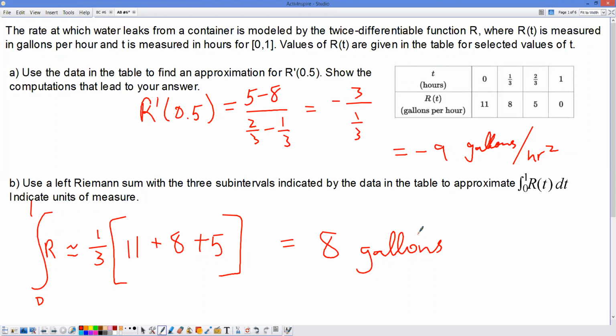This is a left Riemann sum. If we were told that this function was strictly decreasing, it looks like it's decreasing, but we can't be guaranteed that it's always decreasing because there's stuff going on between 0 and 1/3. It might have gone up from 11 to 15 and then down to 8. But if we knew that it was strictly decreasing for this left Riemann sum, then we would know that our approximation was an over approximation. It doesn't ask us about that, but if we knew that it was strictly decreasing, it would be an over approximation.